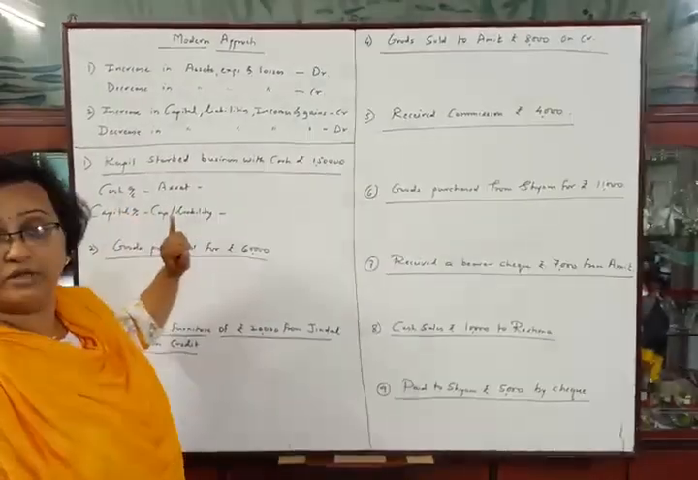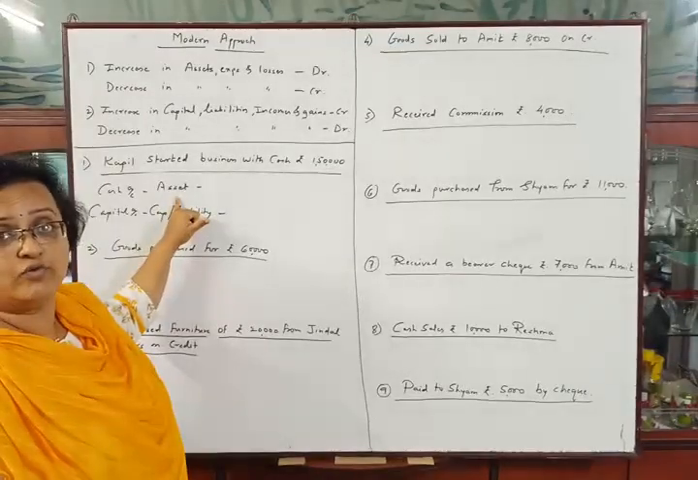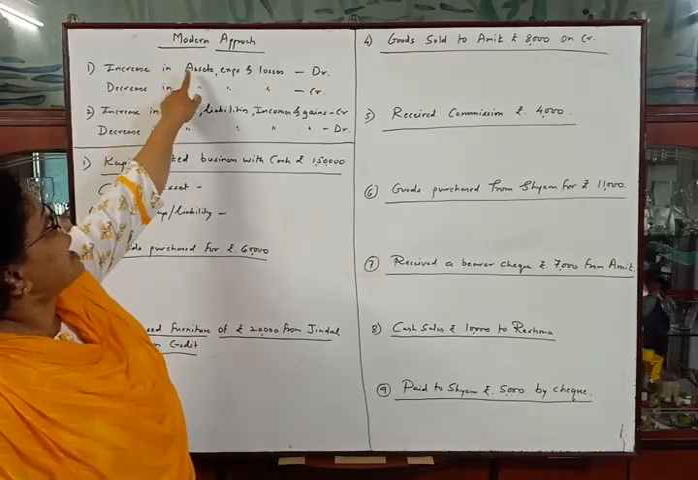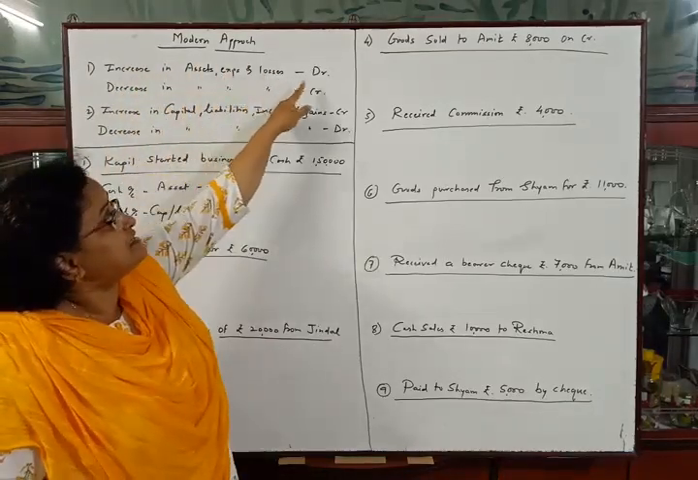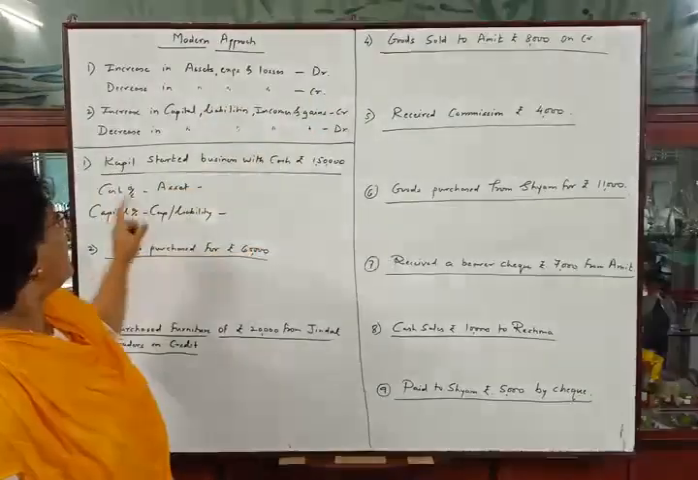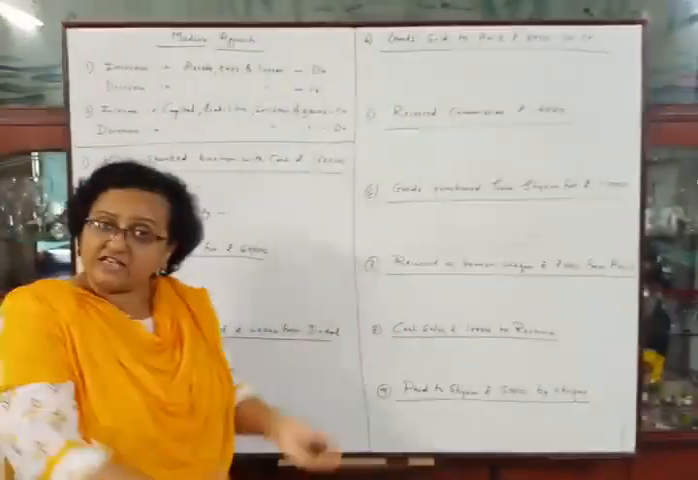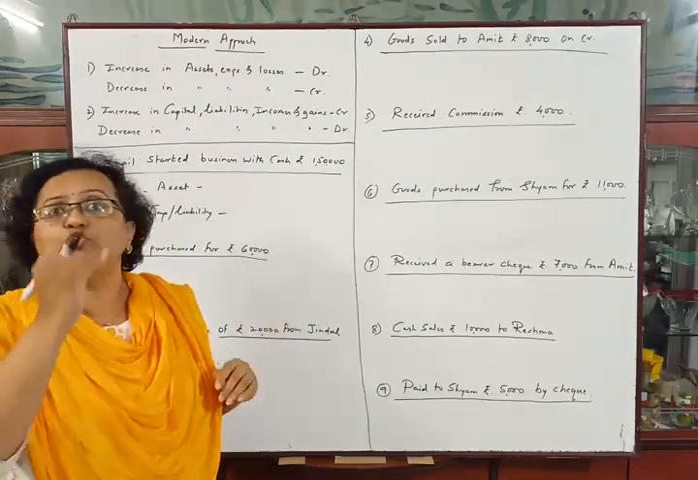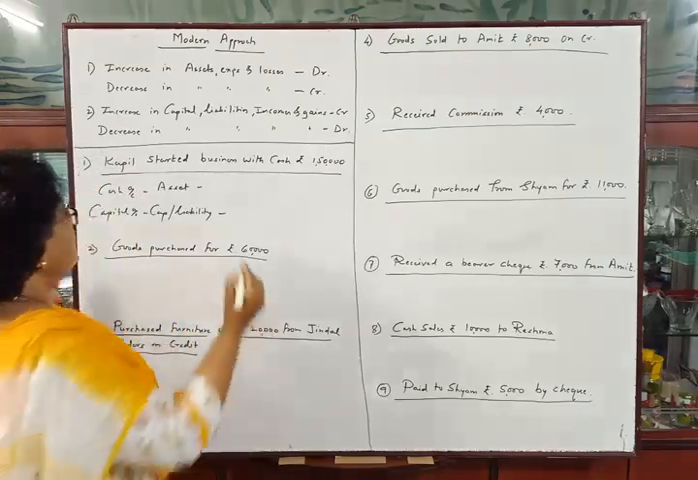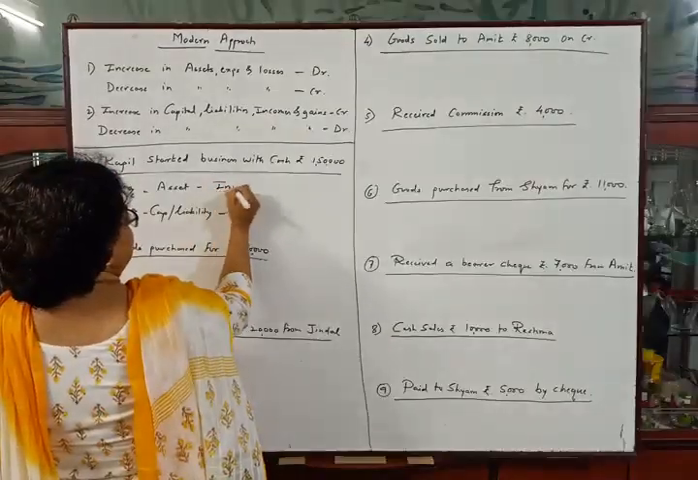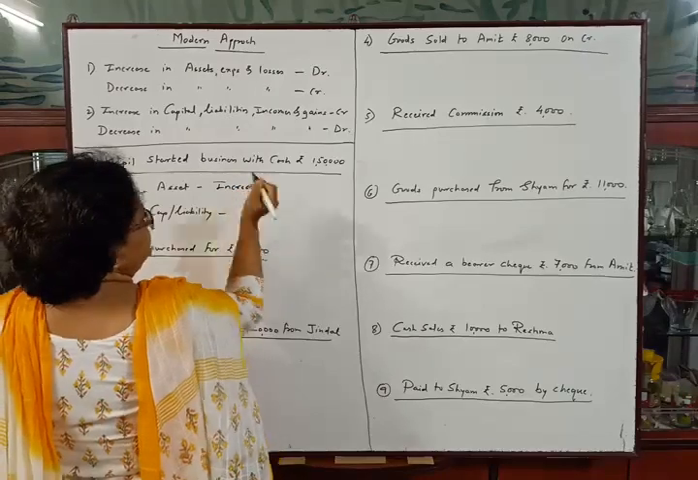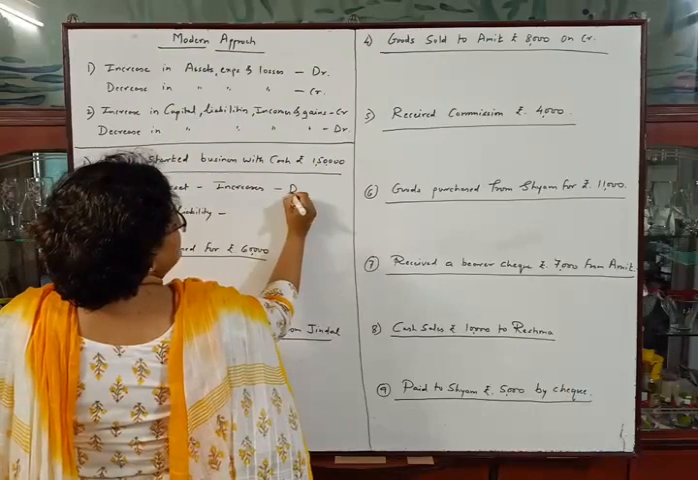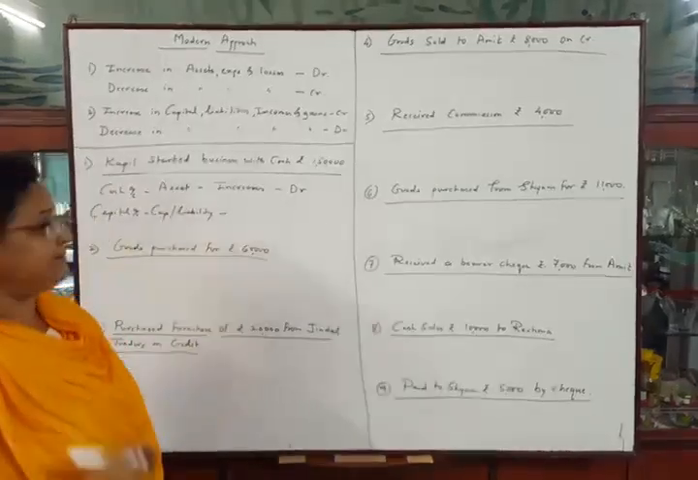First, cash account. Cash is our asset, so we have to follow the rule. See the first rule, increase in assets, expenses and losses, debit. Here, as Kapil is investing cash into his business, business cash is increasing from 0 to 1,50,000. So there is an increase in cash. So as per rule, increase in asset should be debited, so debit.